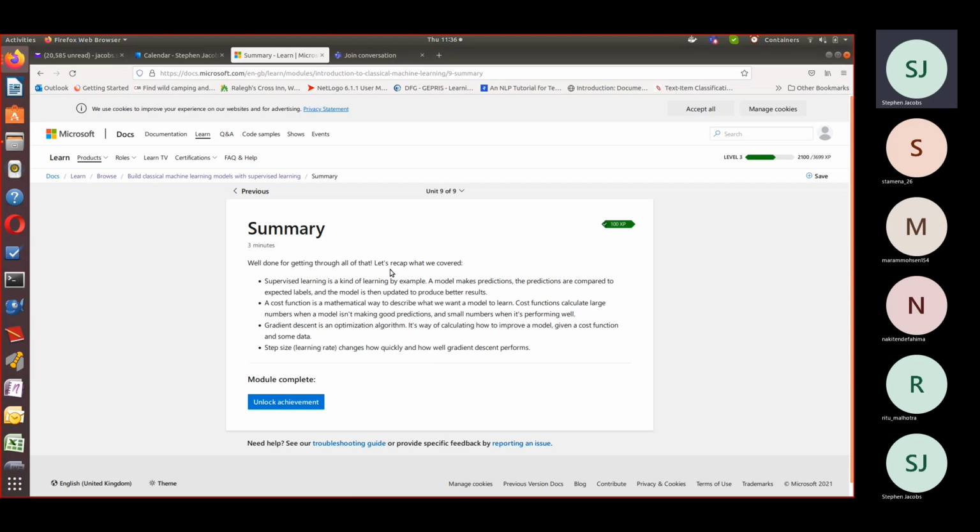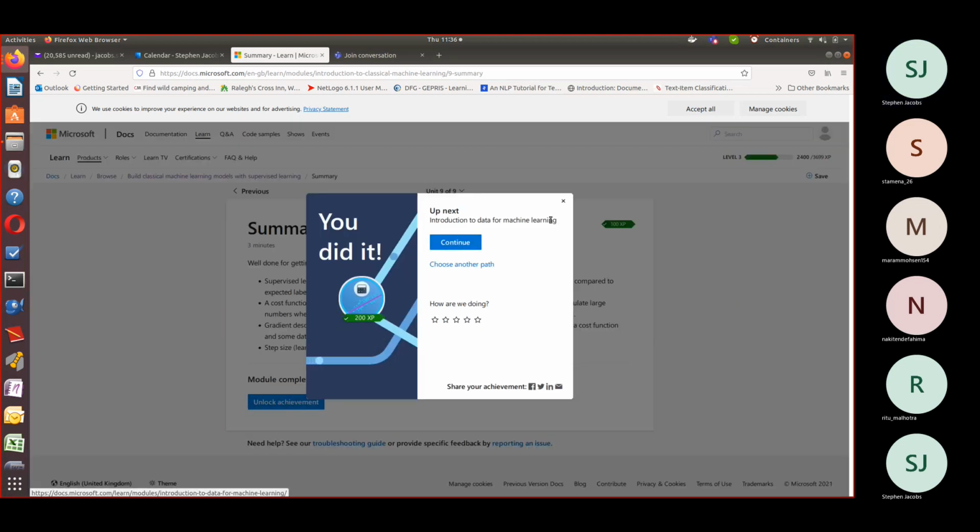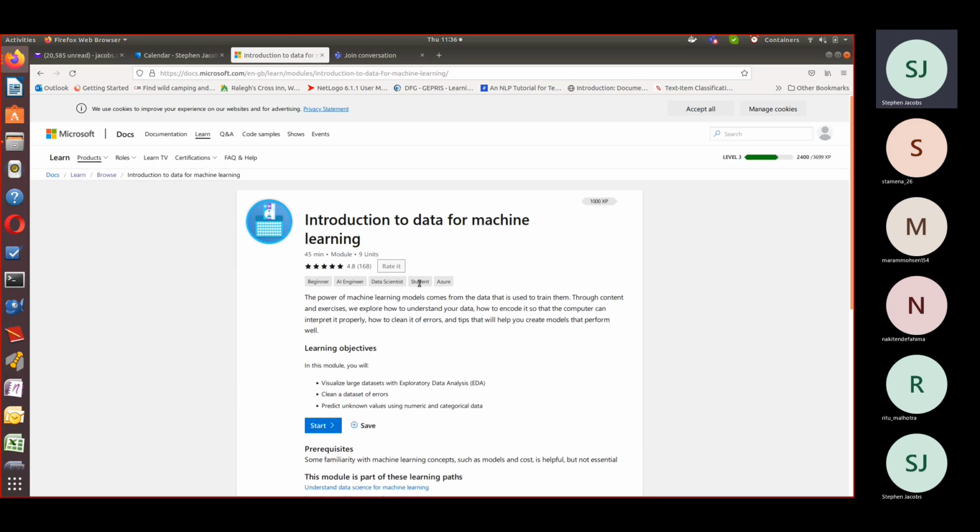Gradient descent is an optimization algorithm. It's a way of calculating how to improve a model given a cost function and some data. Step size, or the learning rate, changes how quickly and how well gradient descent performs. Okay, so we've completed that module. Well done. Let's have a look to see what we're going to be doing next.